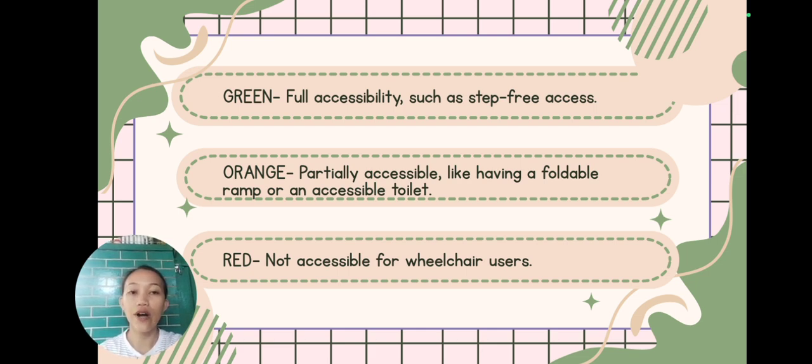Next is red. If you see red in the Wheel Map, it shows not accessible for wheelchair users. So those locations that have red marks are not accessible for wheelchair users.